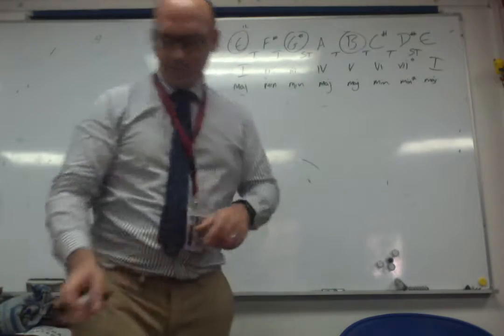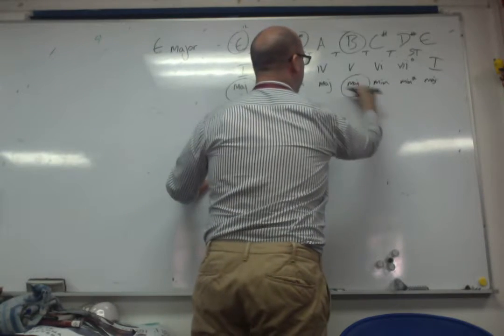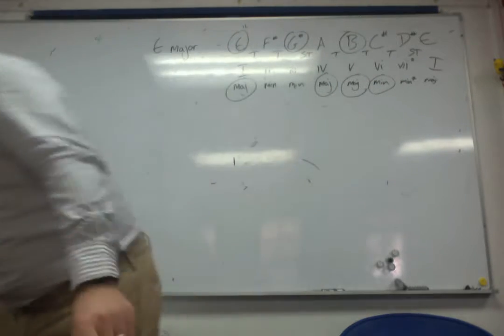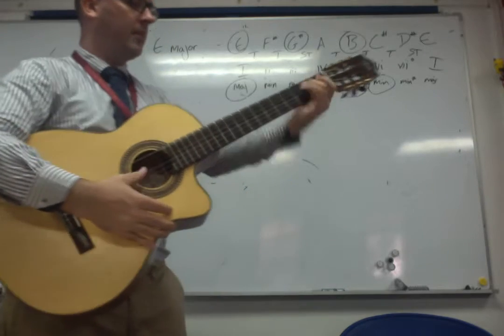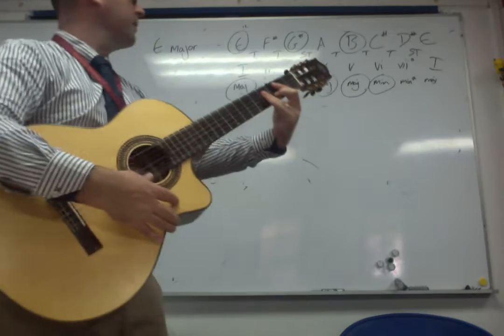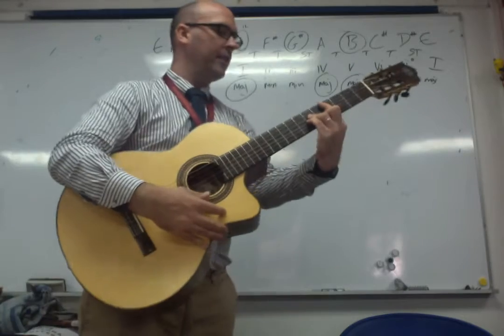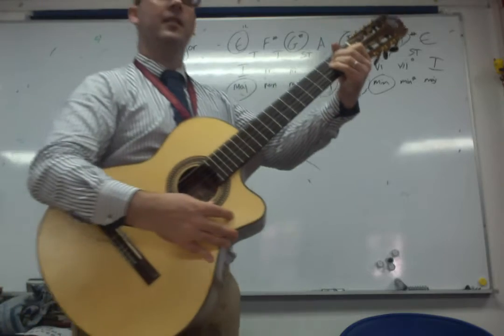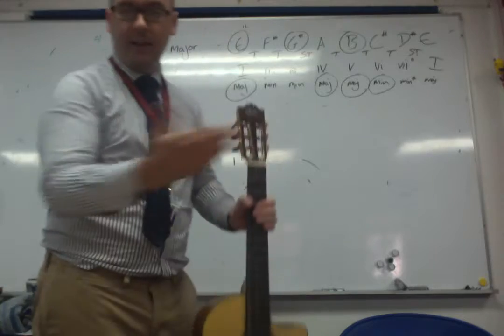Okay? So, the most famous chord progression, we'll take the ones that I have circled. E major, B major, C sharp minor, and then A major. Okay, alright, so we made our chord progression.